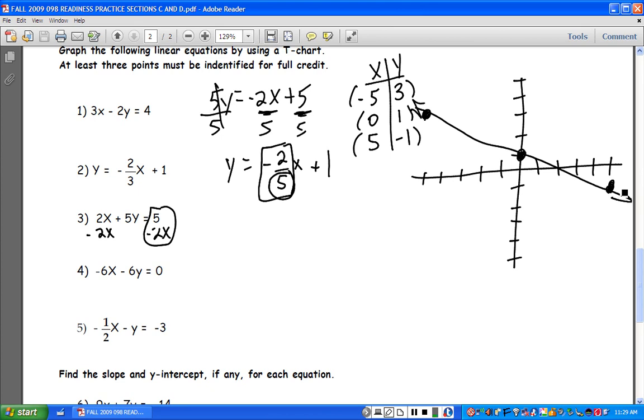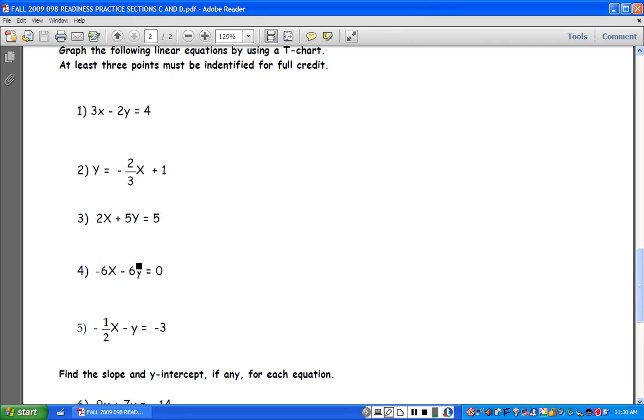Now moving on to the next problem. Again, we're solving for y, so plus 6x to both sides, so we have -6y equals 6x plus 0. Since the 0 is there, there's no need to write it. Now we're going to divide both sides by -6, so you have y equals -1x, which is just written as -x. Y equals -x.